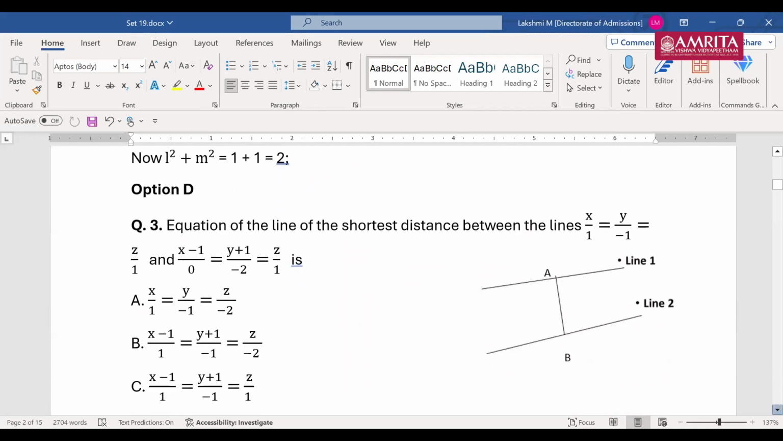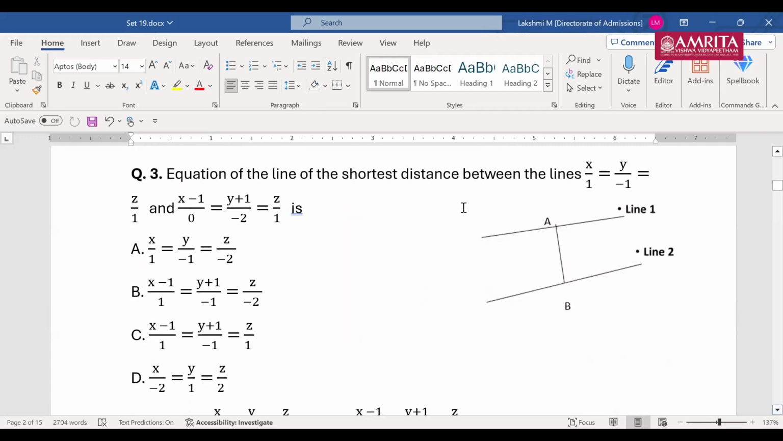This is also a very interesting question. Find the equation of a line which is the shortest distance between the other two lines. These lines are x by 1 equal to y by minus 1 equal to z by 1, and the other line is x minus 1 by 0 equal to y plus 1 by minus 2 equal to z by 1.